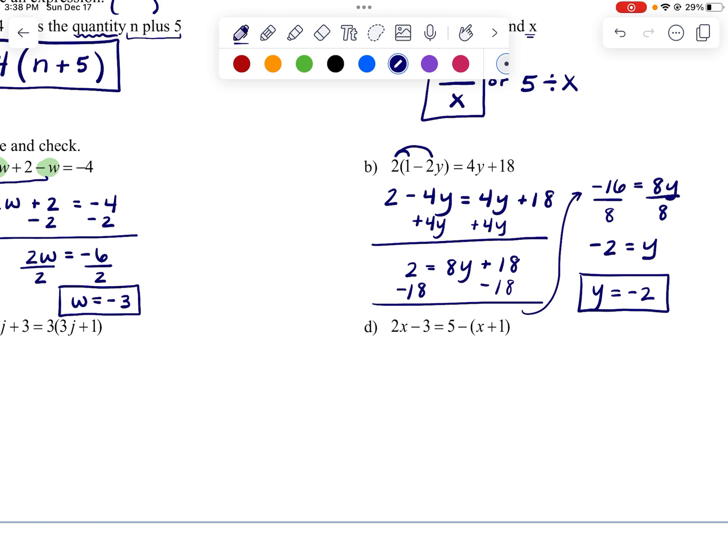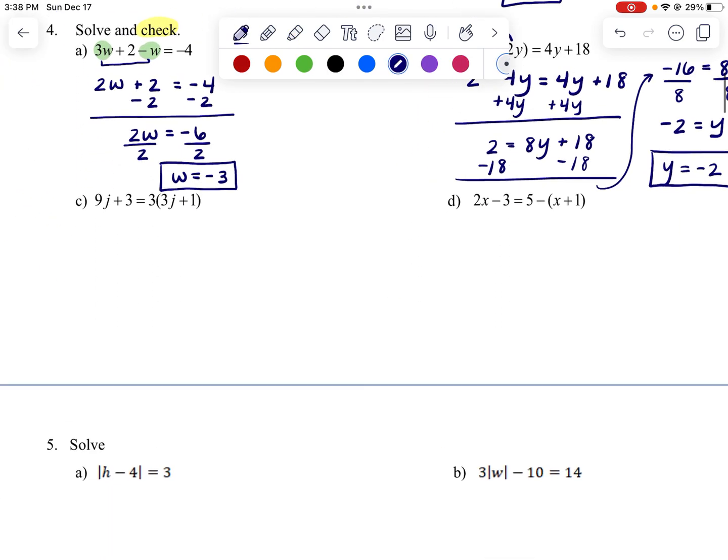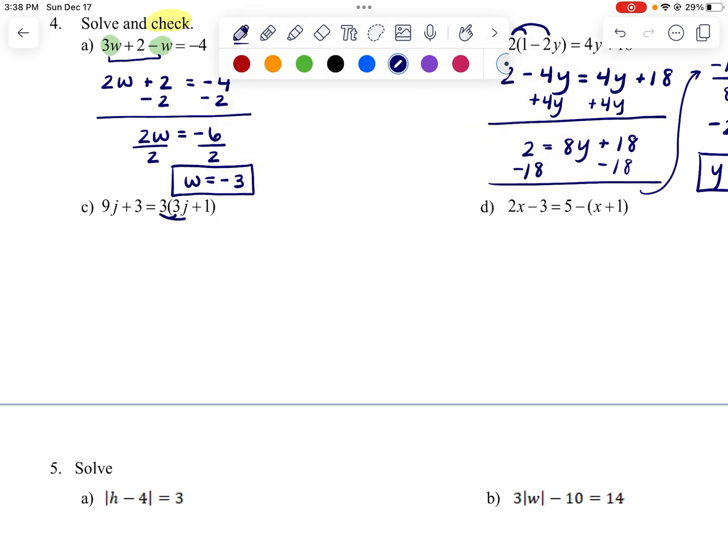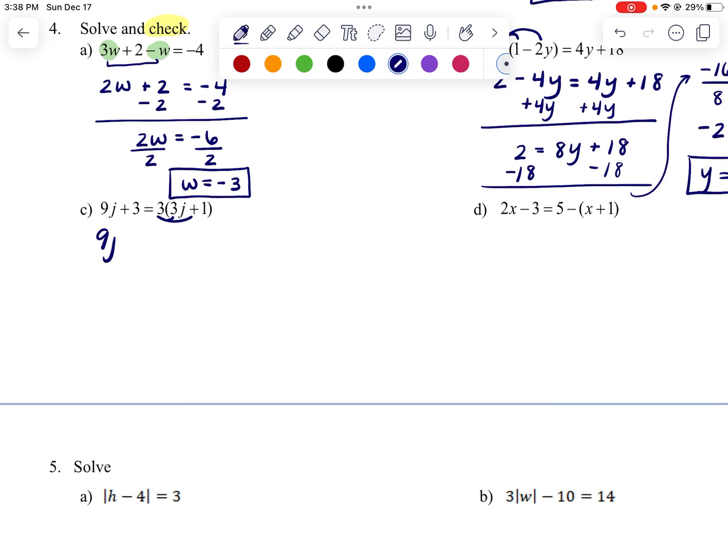Okay, for every one of these, pay attention. You can plug in your answers and check that they work. So similar solving here, we're going to distribute on the bottom. So I have 9j plus 3 is equal to 9j plus 3.